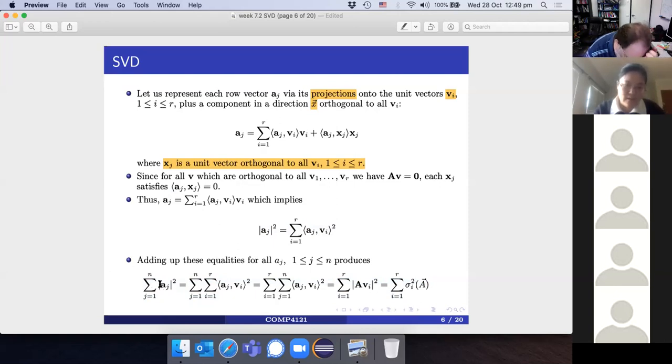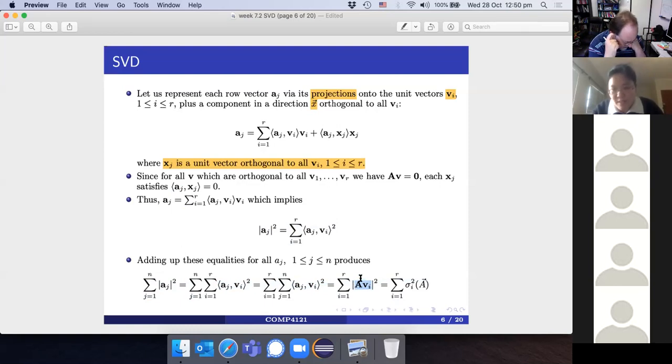So the sum of the squares of the lengths of AJ is equal to this part. Sigma I from 1 to R of the inner product AJ VI squared is actually the square of the length of AJ, right? And then we swap these two sums. We move sigma I to the front and sigma J behind sigma I. Because for the inner sum, sigma J from 1 to n of AJ times VI, this is exactly A times VI, right?